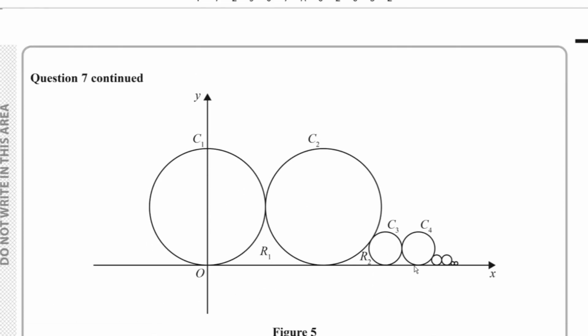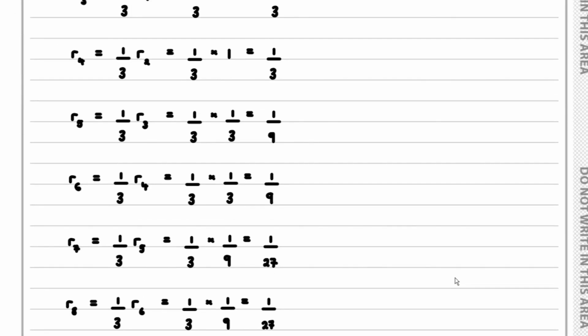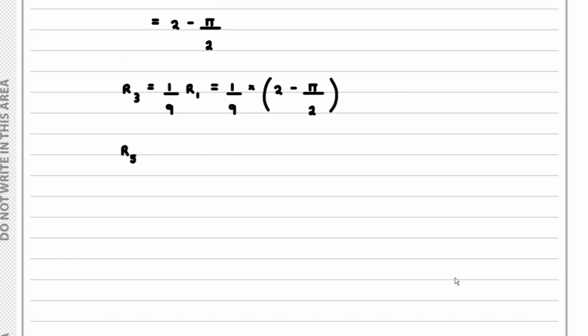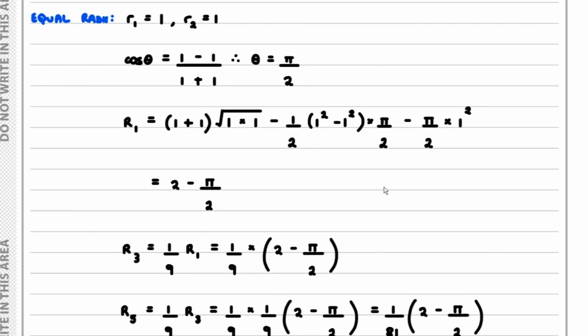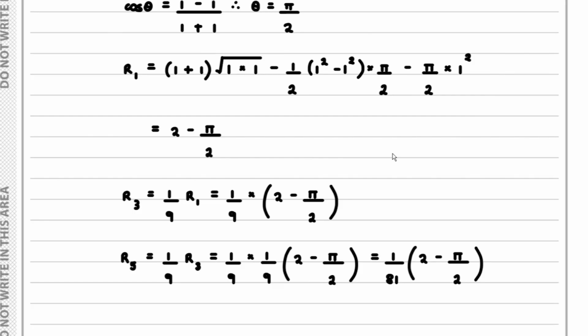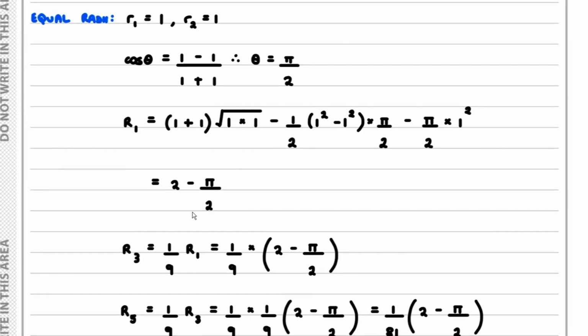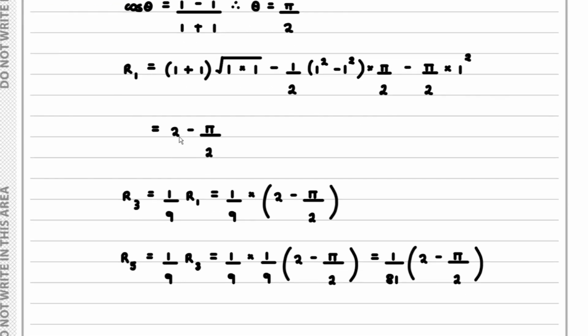So we've got R1, R3, then the next one will be R5. So R5 will equal 1/9 times R3, so I've got 1/9 times 1/9 times 2 take away pi over 2, which is equal to 1 over 81 multiplied by 2 take away pi over 2. Now here what we have is a geometric sequence. We've got the first term and the common ratio. The first term is 2 take away pi over 2 and the common ratio is 1/9.